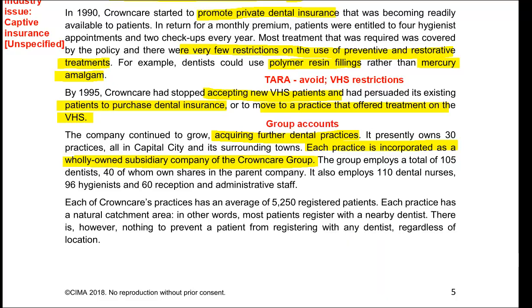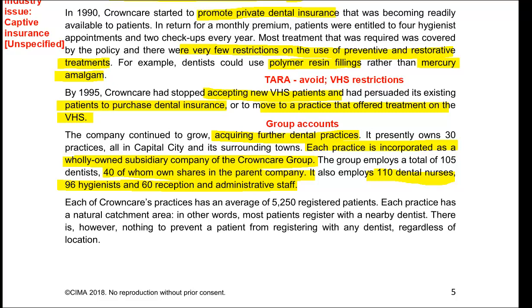Importantly, we can see that 40 of the dentists own shares in the parent company, and it also employs 110 dental nurses, 96 hygienists, and 60 reception and admin staff. Now, two things I want to point out on this. Owning shares or having options of owning shares in your company really does improve staff motivation.